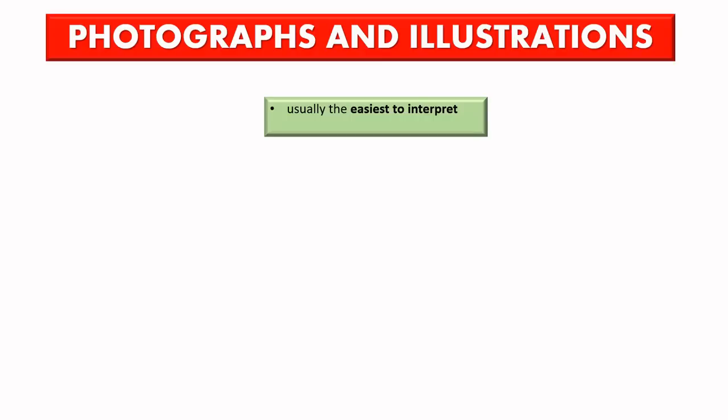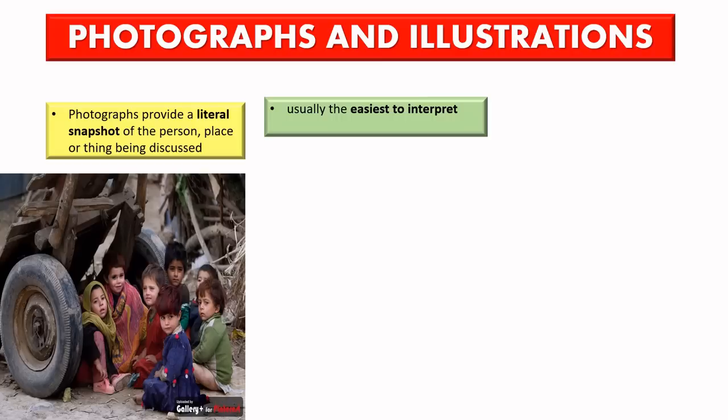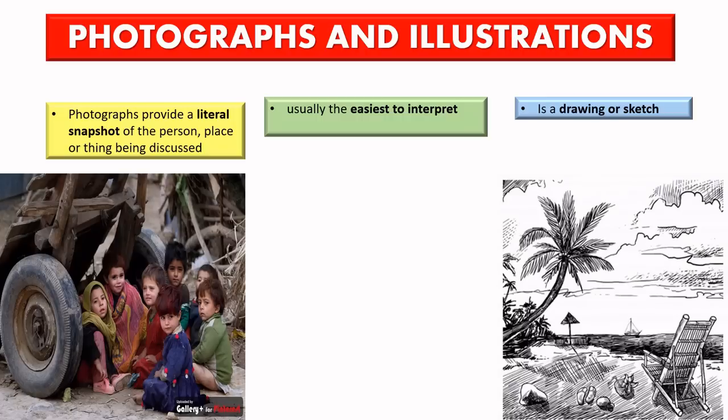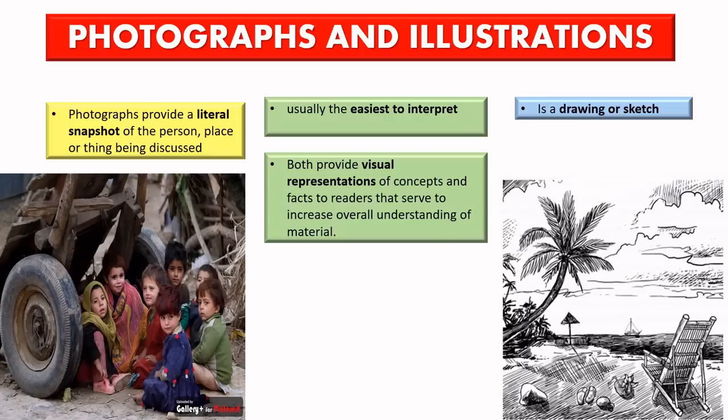Photographs and illustrations. Of the many types of graphics used in expository text, photographs and illustrations are usually the easiest to interpret. A photograph will provide a literal snapshot of the person, place, or thing being discussed. An illustration is a drawing or sketch. Both provide visual representations of concepts and facts to readers that serve to increase overall understanding of material.